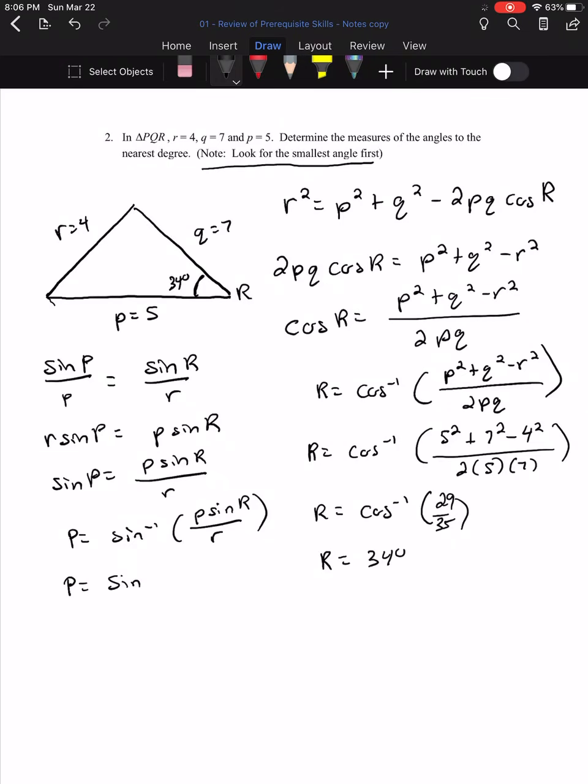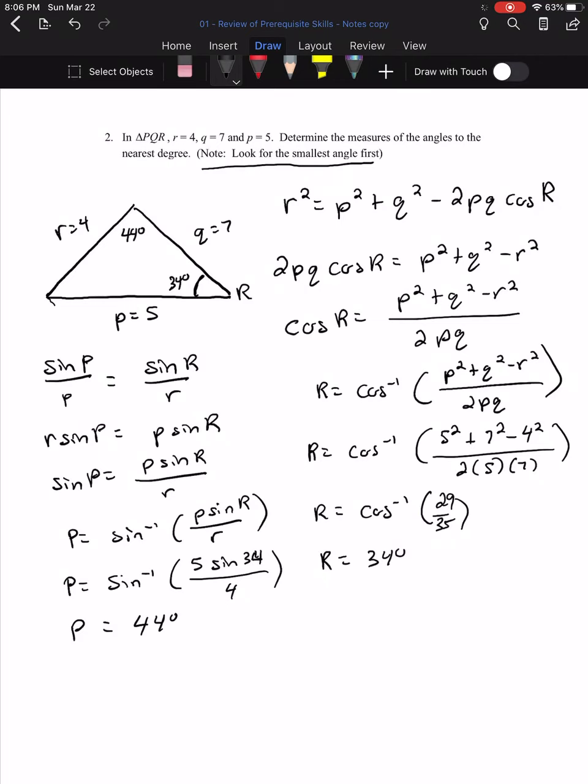So what I get is sine inverse of 5 sine 34 over 4. I'll do that all in one step this time. Sine inverse 5 sine 34 divided by the 4. I get 44 degrees. See, because they were the two smallest angles I went after first, I completely avoided any ambiguous case situations. There's no way those could have been obtuse.